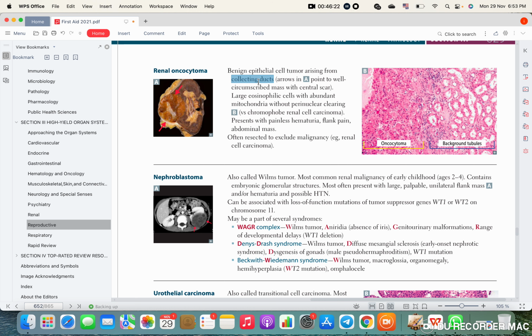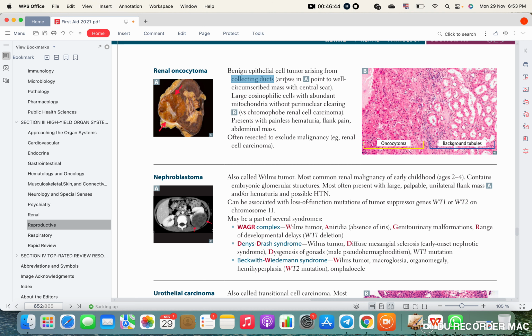Exactly, it's malignant. And speaking about renal cell carcinoma, which tubule did it originate from? Exactly, it was the BCT. Now, this one, the renal oncocytoma, originates from the collecting duct. This is super high yield to know, okay?